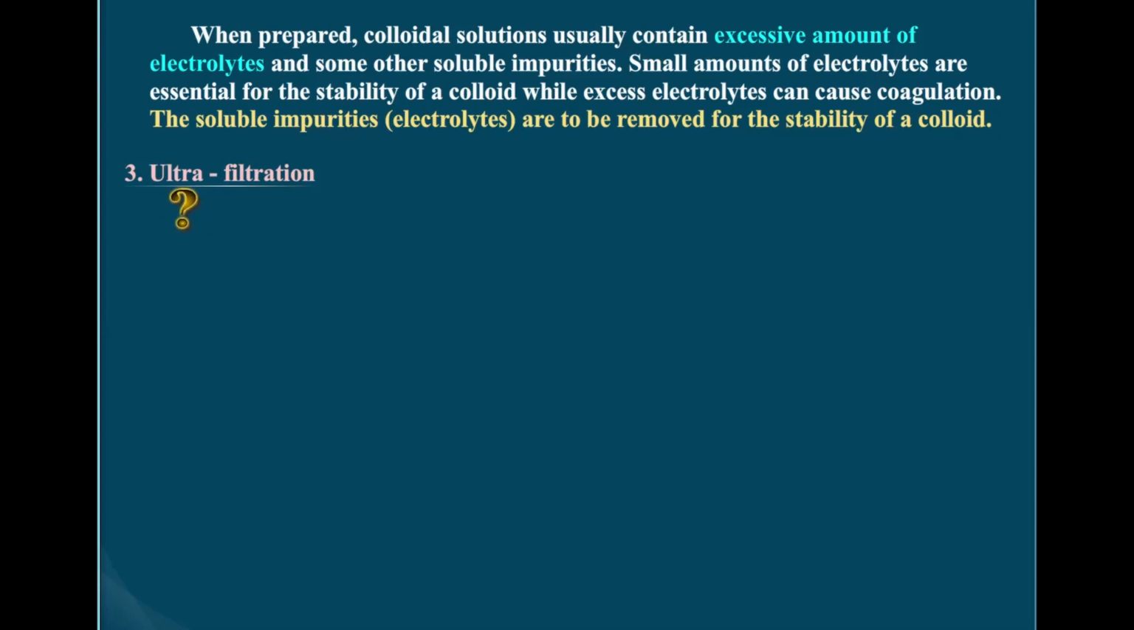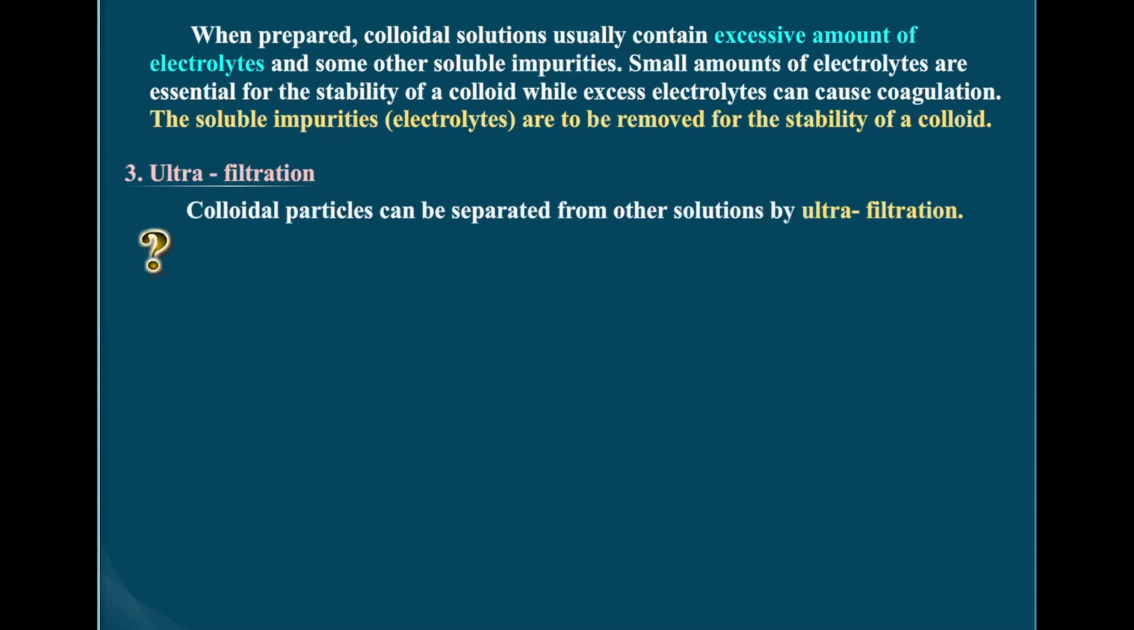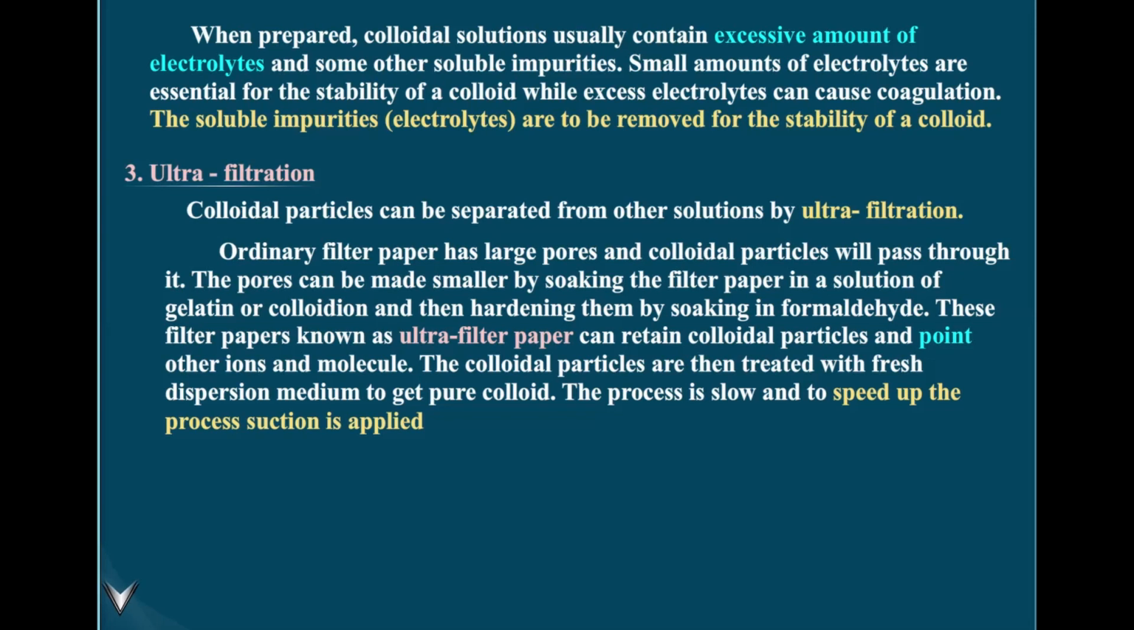This is called the ultrafilter paper. The pore size is reduced and the colloidal particles cannot pass through the filter paper. This process is called ultrafiltration. Colloidal particles can be separated from other solution by ultrafiltration. Reading it once again, ordinary filter paper has large pores and the colloidal particles will pass through it.